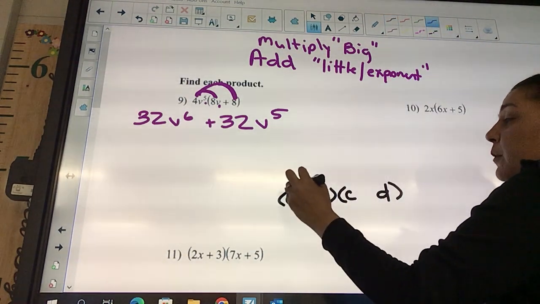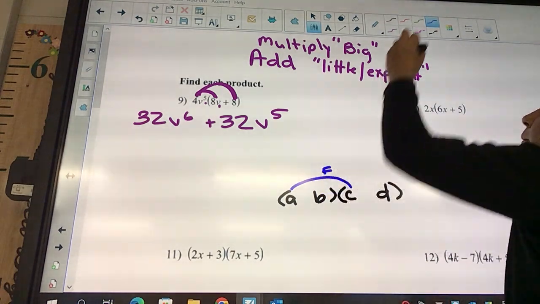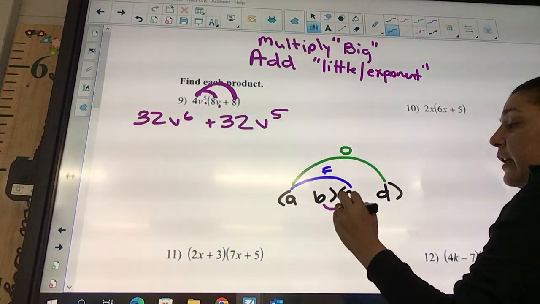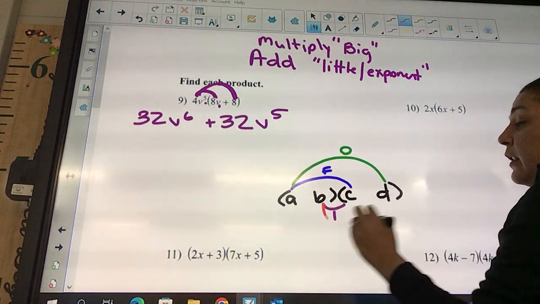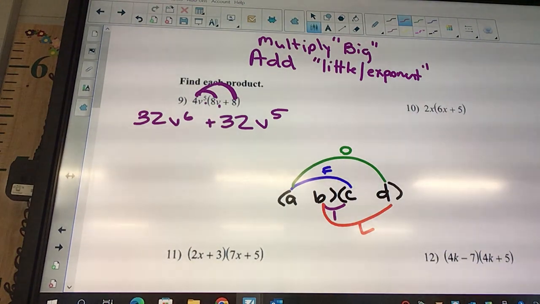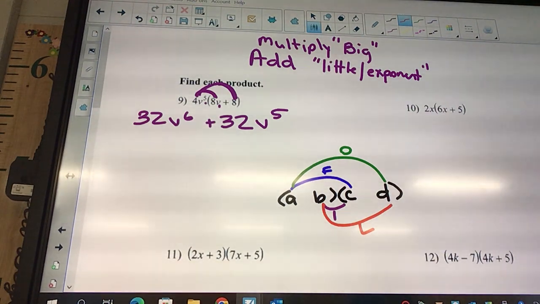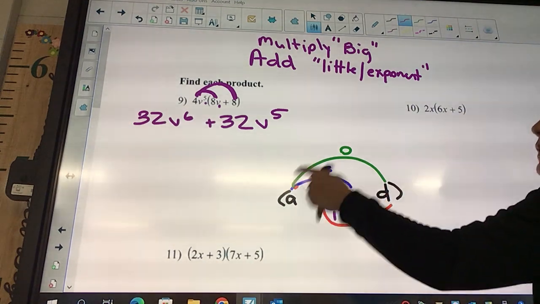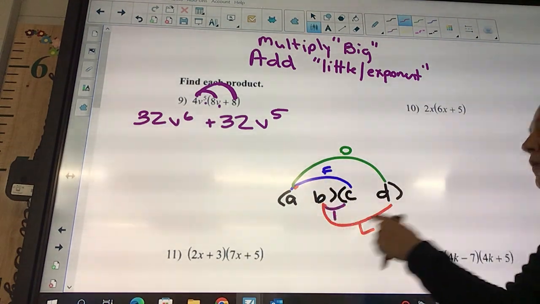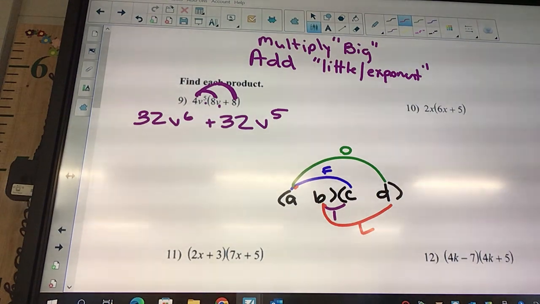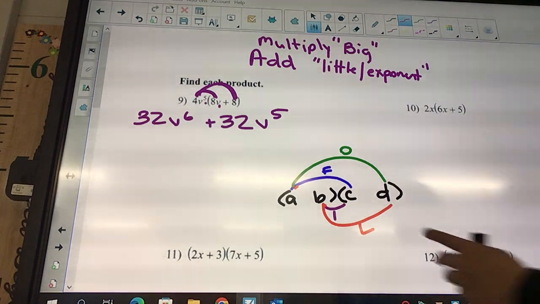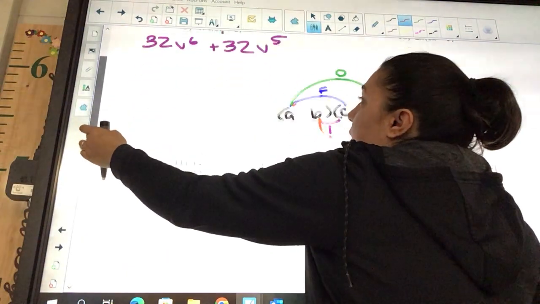Okay, and that being, you're going to multiply the first, then the outer, then the inner, and then the last. Every single time. And the way I look at it, I take this one and I make 2 rainbows off of it to the other one. And I take this one and I make 2 rainbows off of it from the other one. I would definitely have that picture on there. But you're still going to multiply those bigs and then add the littles.